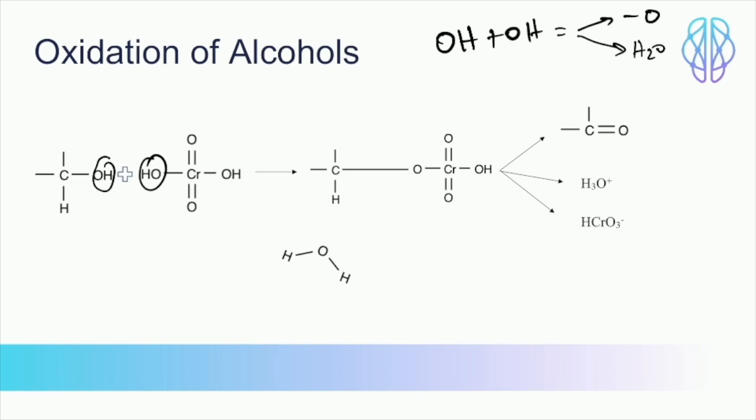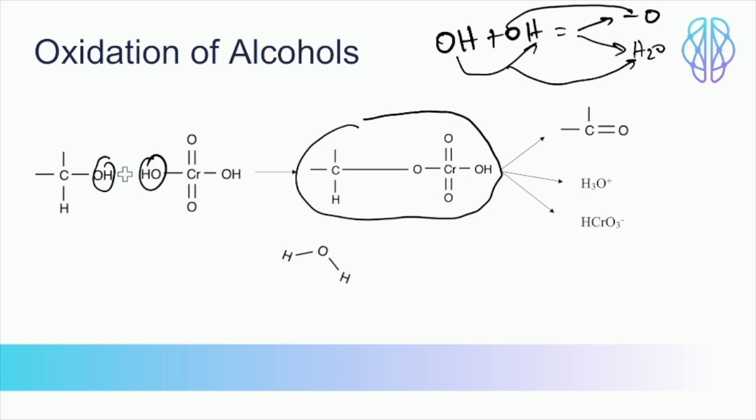And that's kind of what happens. So the OH and H kind of react to give you the water, and the O is left behind, and that's what gives you the bond. So you have the alcohol directly bonding with the chromic acid to form this intermediate.